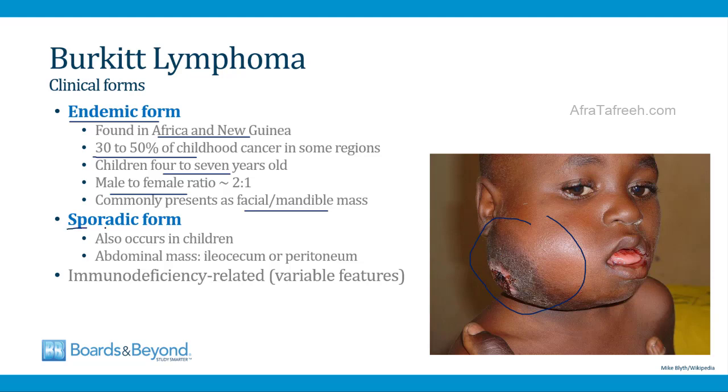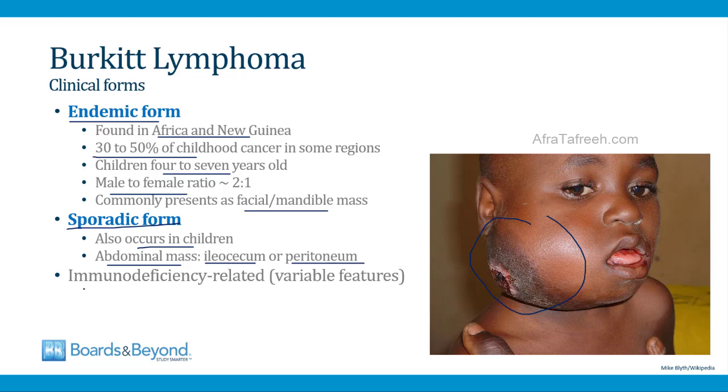There's also a sporadic form of Burkitt lymphoma. This is what occurs in the United States, and this is less commonly associated with Epstein-Barr virus infection. This also occurs in children, but it usually doesn't present as a face or a mandibular mass. Instead, it presents as an abdominal mass. Often it develops in the small intestine, in the ileocecum, or in the peritoneum.